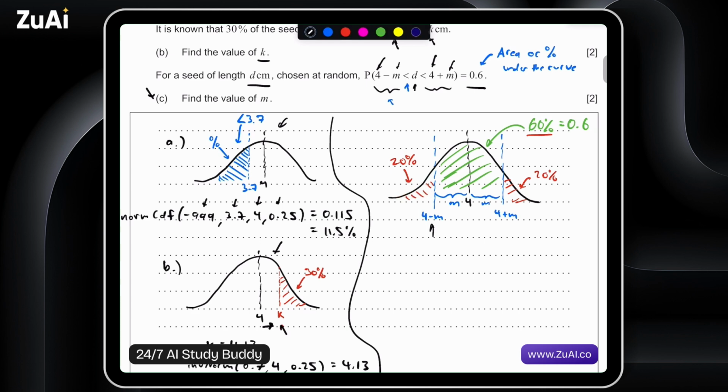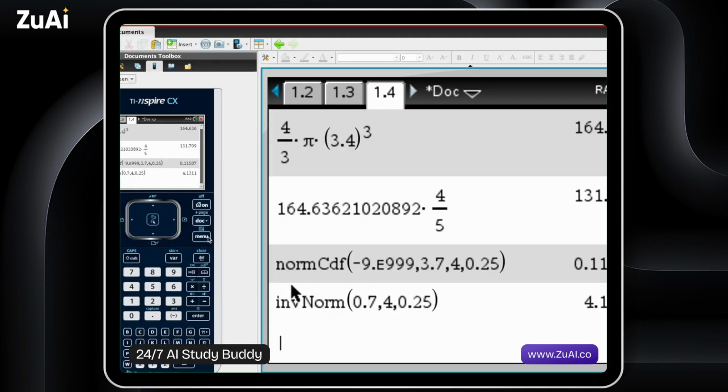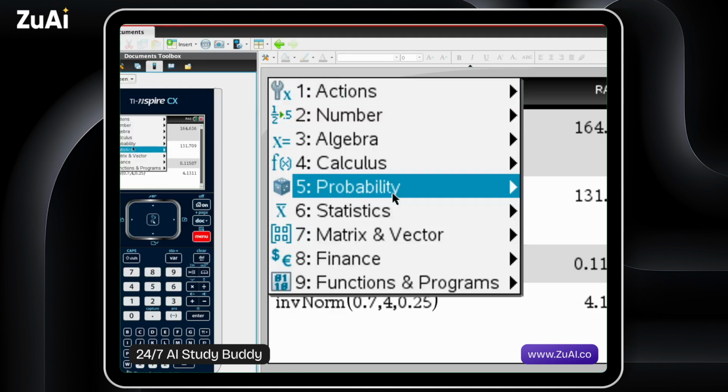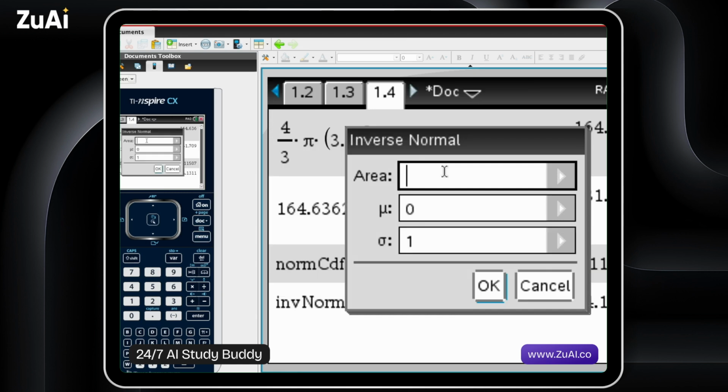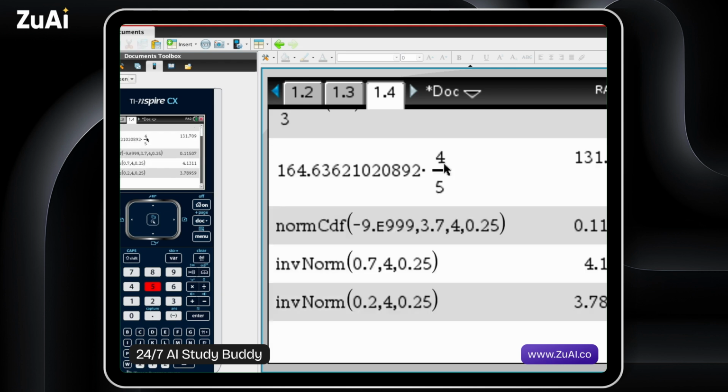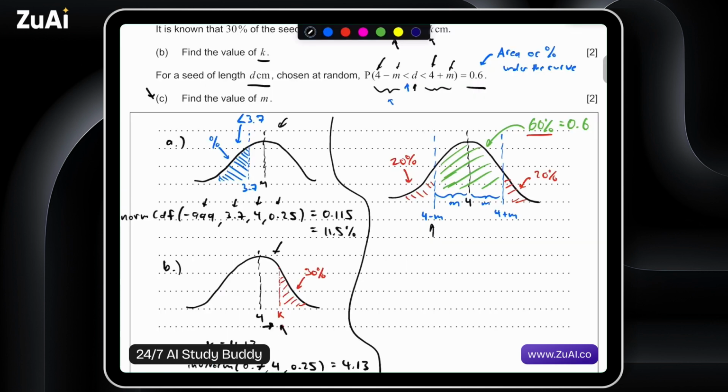Okay, so let's go back to the calculator screen and work this out. Menu, probability, distributions, inverse normal. The area that we want to sweep through is 0.2, mean is 4, standard deviation 0.25. Okay, and it's 3.78959. So let's go back to the document here. We know this is 3.78959.